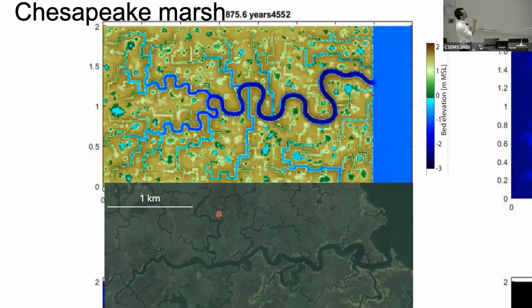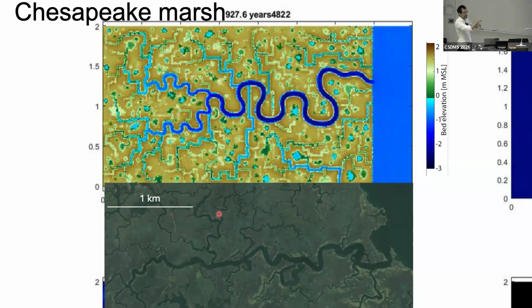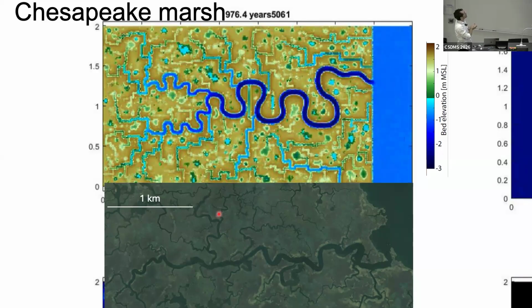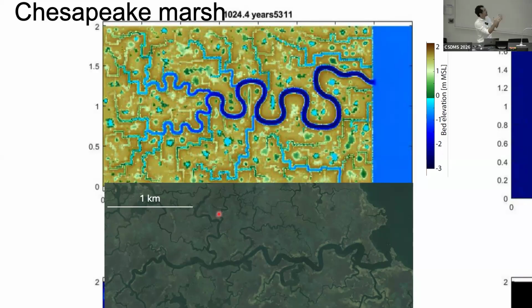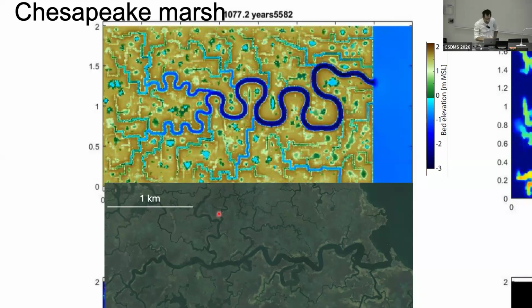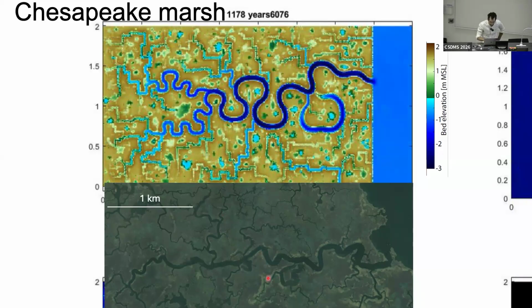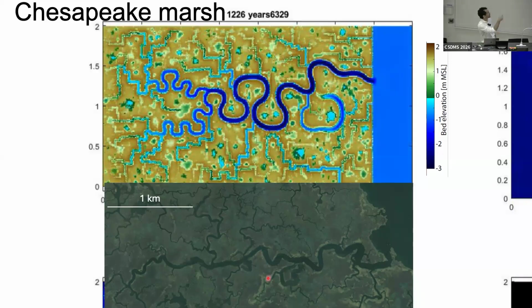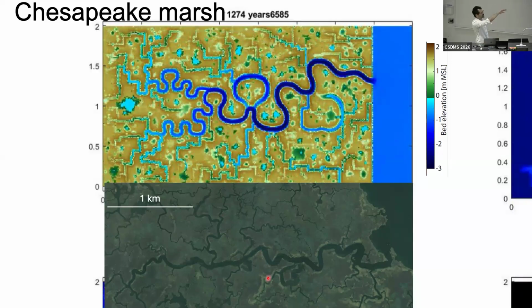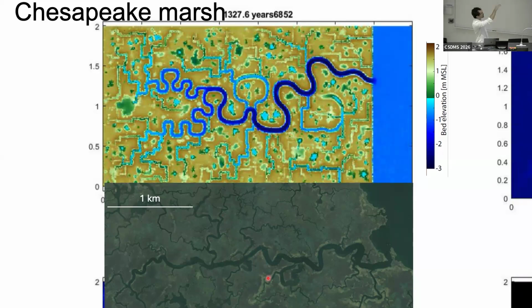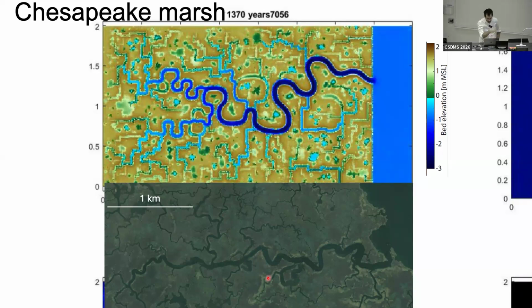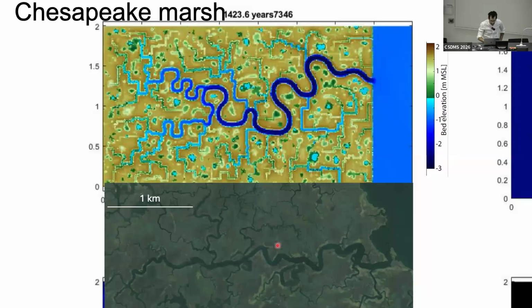You can see, even in a tidal system, you get channel meandering, channel cut-off, and then when they are abandoned, they get filled in. You can actually see these being present in real marshes. This is a marsh somewhere in the Chesapeake Bay, and the domain and the forcing are inspired by this setting.